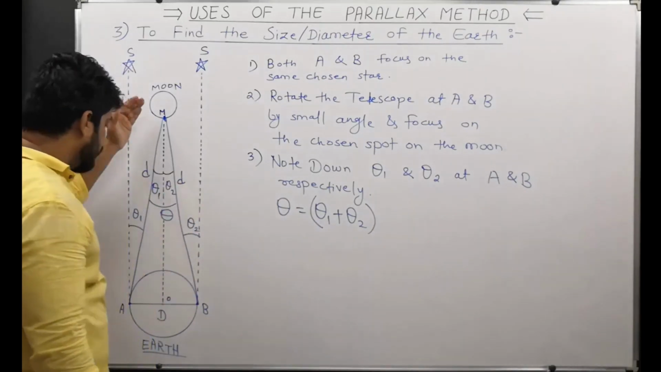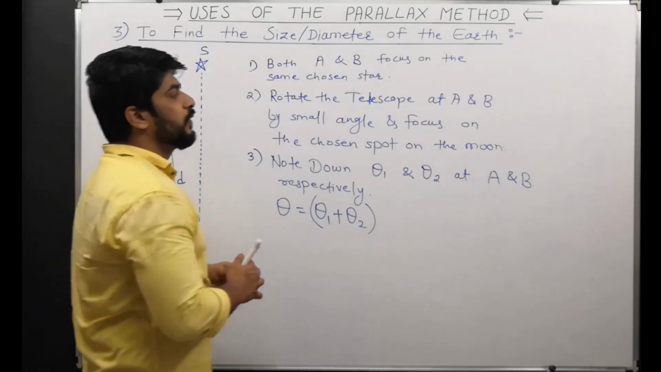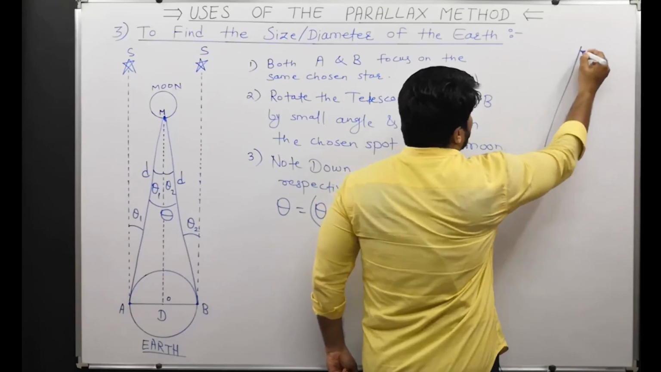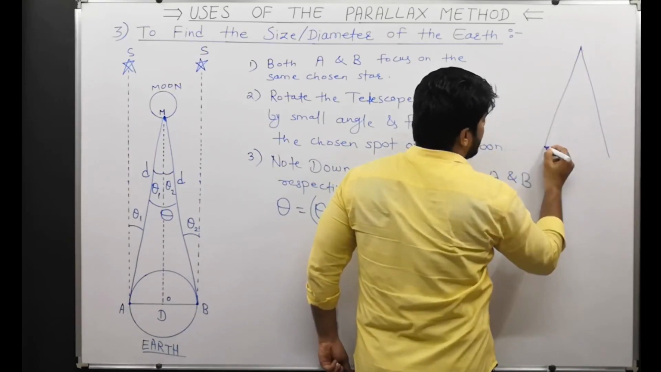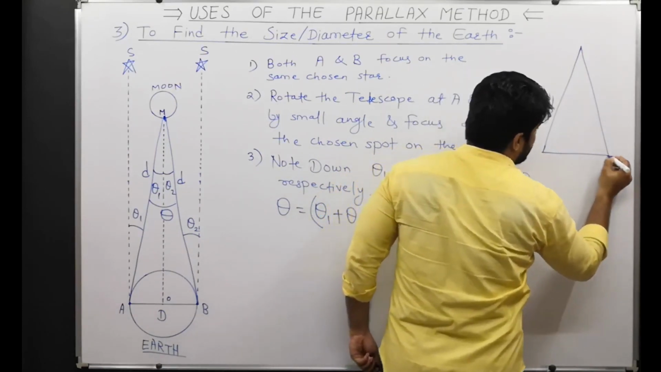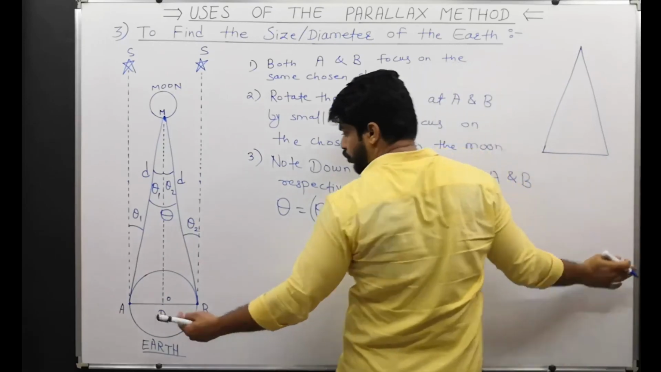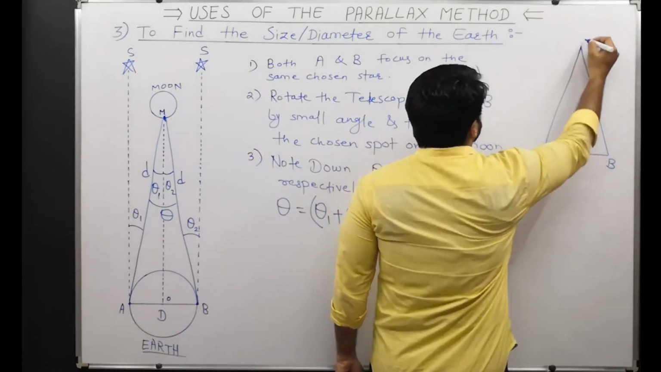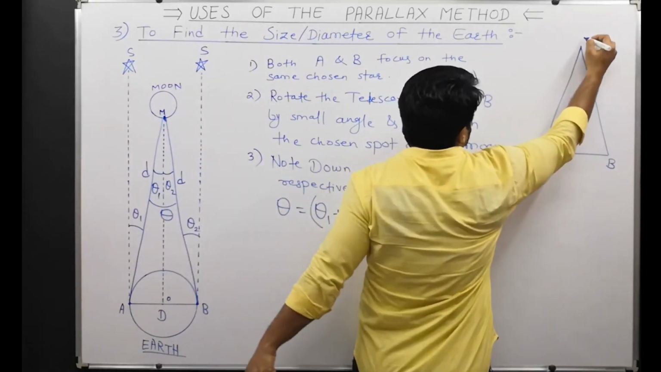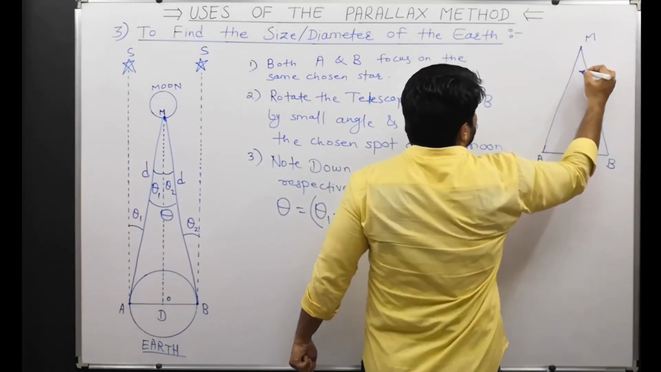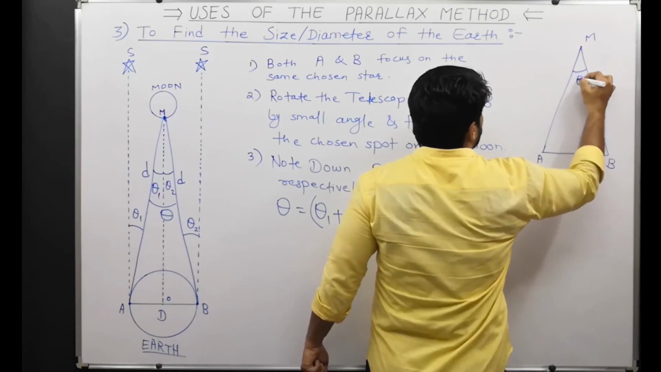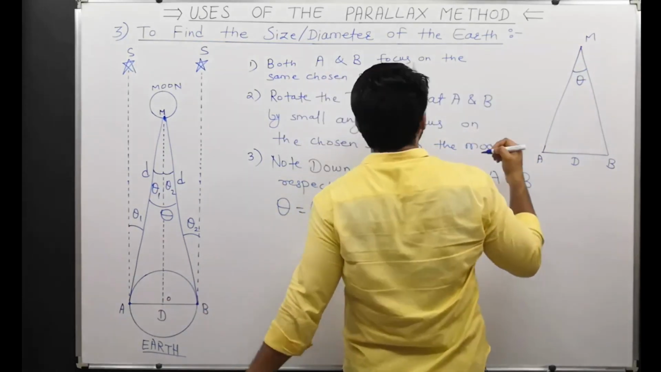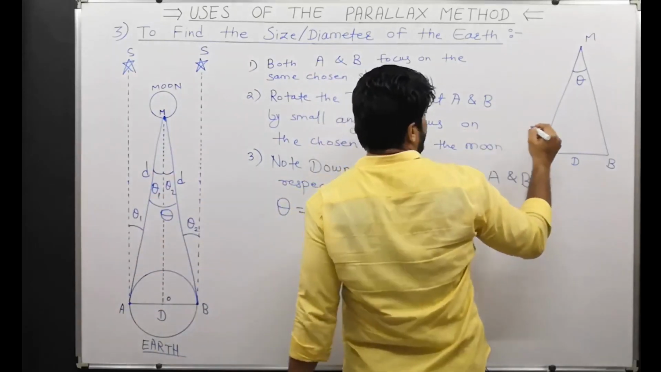So now we have a clear picture over here. I will just draw the important part. You can see we have this triangle, something like this. Here we have two locations, A and B, and here is a location M for the moon. Here is an angle theta. Here is a diameter D, and here is a distance small d.